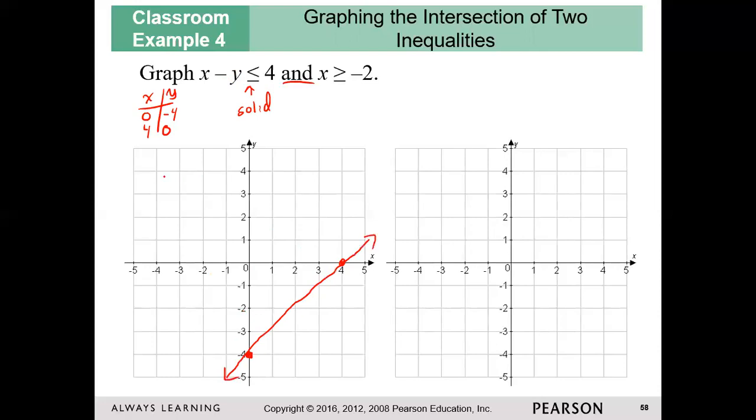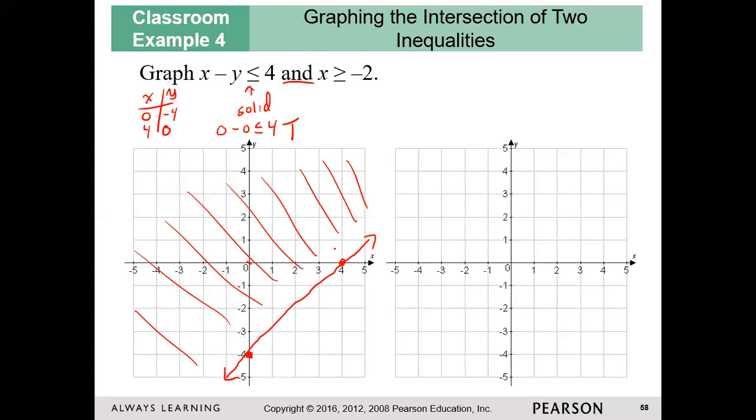Okay. And test point 0, 0. So let's go ahead and substitute that in to see if it's true. Is 0 minus 0 less than or equal to 4? Is that a true statement? You're darn right it is. So I'm going to shade everything on this side of that line, okay?